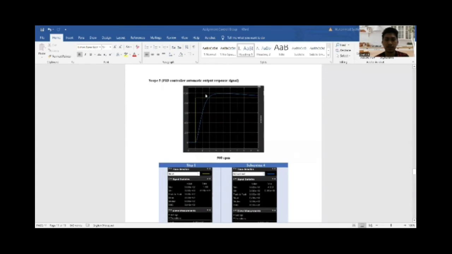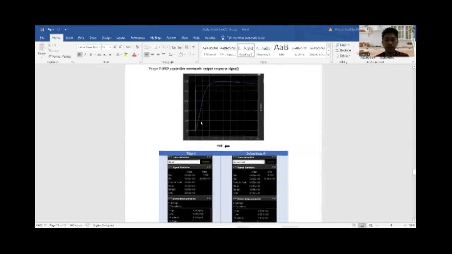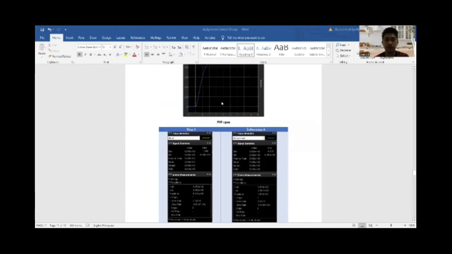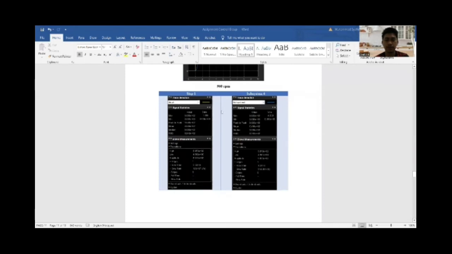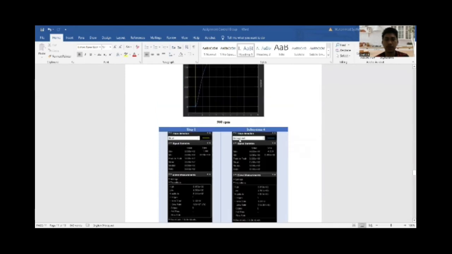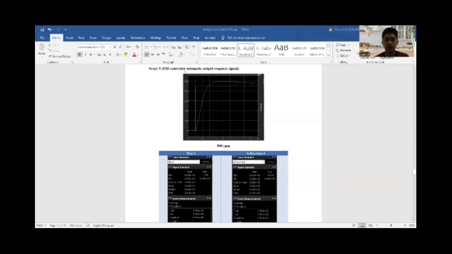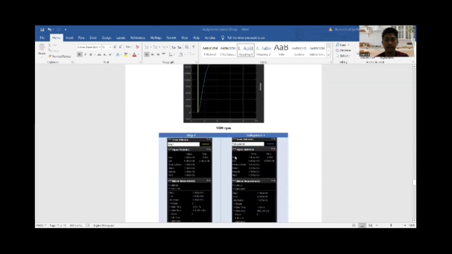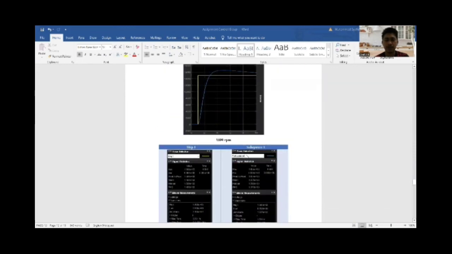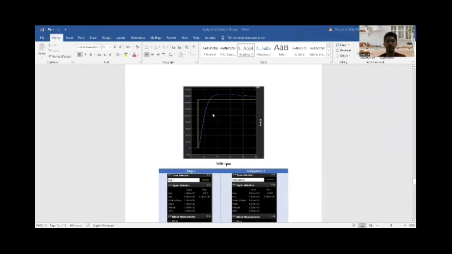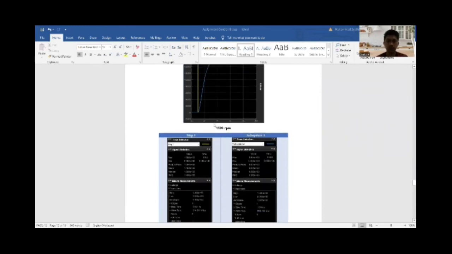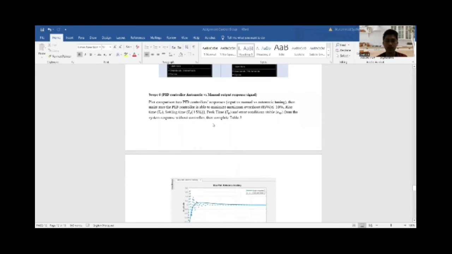And for scope 5, this one is the PID controller automatic output response signal. The graph becomes like this, and for 900 RPM, these are the specifications. The subsystem refers to the automatic PID signal. Subsystem 4. This one is for the 1400 RPM signal for automatic PID.